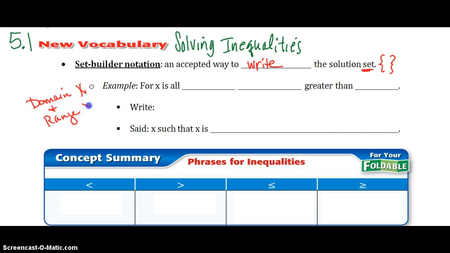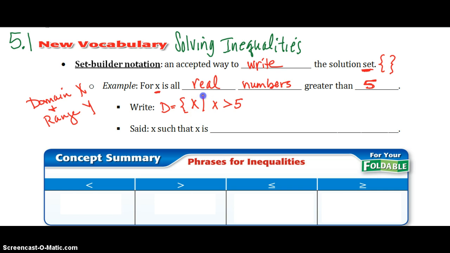Remember, domain is always your x, range is always your y. So if x is all real numbers, the set builder notation will look something like this. It's all real numbers greater than 5. So we're doing an inequality this time. So we would say the domain then, since they gave us x, domain is x such that x is greater than 5. I got a little bit ahead of myself. It's not all real numbers, it's all real numbers greater than 5.